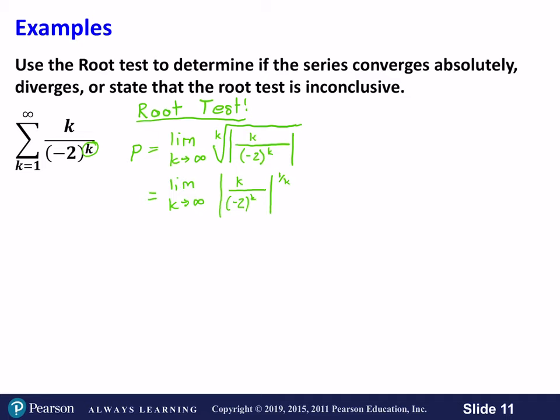So once again, if you have something where it is a over b raised to the 1 over k power, this is equal to a to the 1 over k divided by b to the 1 over k. All right, so in that case, we have that this is equal to the limit as k approaches infinity of k to the 1 over k divided by, so this is still in absolute values, and we can split the absolute value between the top and the bottom. Don't have to, but we can.